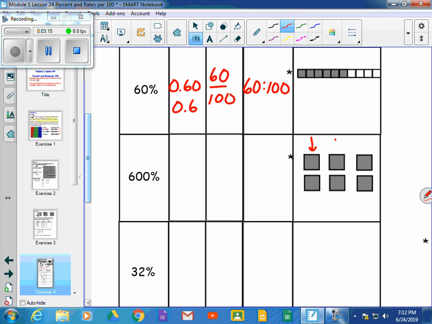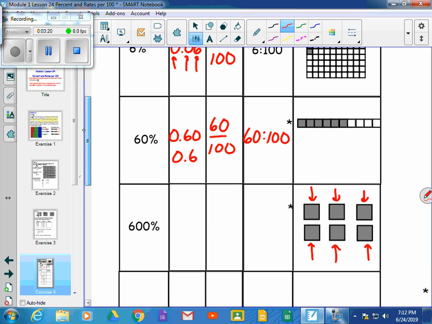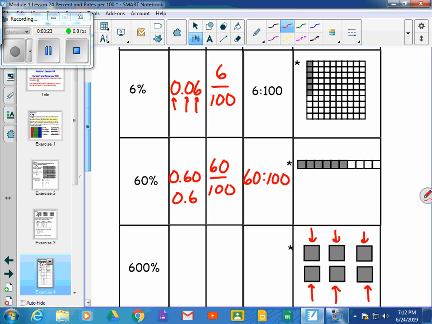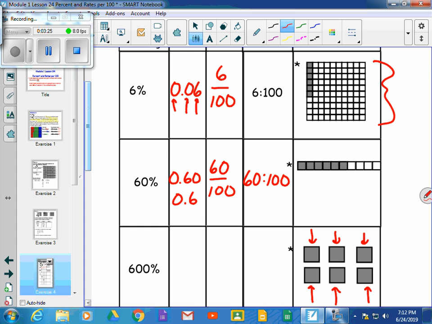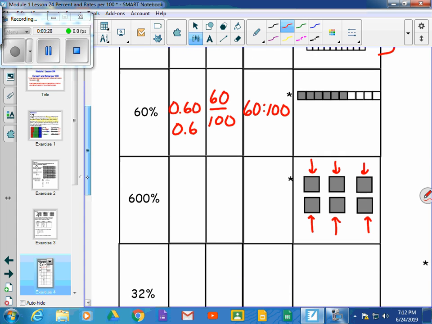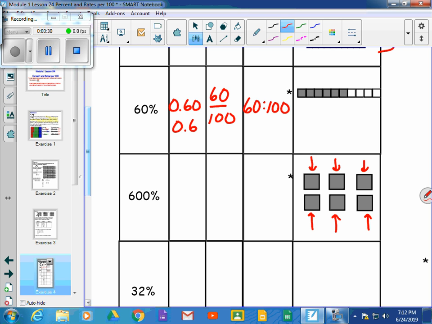Each of these would represent one of those big 10 by 10 grids. That would represent all of one of these up here. I just had to draw it smaller and color that in. If I was to write that as a decimal, I can see that I have 6 whole boxes colored in. 6 whole is simply 6. As a fraction, I could write it 600 over 100. And then as a ratio, 600 to 100.